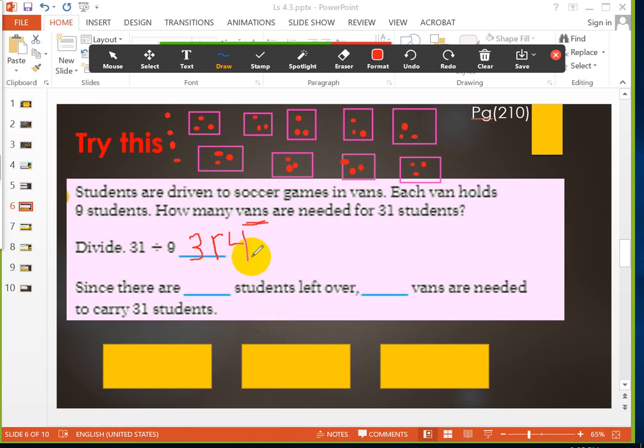But there is a number left over with me. That means I have 4 students who will stay without any van. Okay? That means I have 3 vans. Okay, girls? I have 3 vans. But I have 4 students left with me. So if I have 4 students left with me, that means I will keep those 4 students without any van and they will not go to the soccer game? No. So what I have to do, I know that in one van, I can put only 9 students in each one.